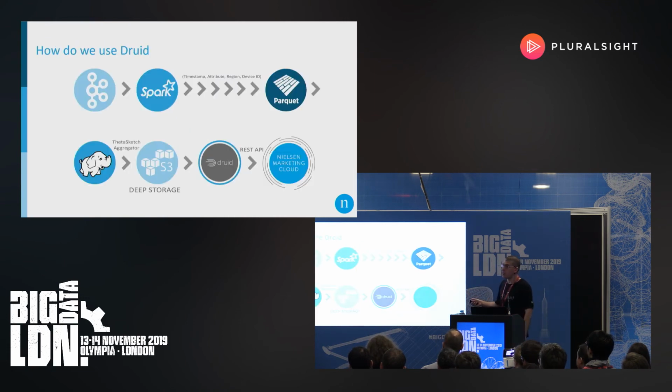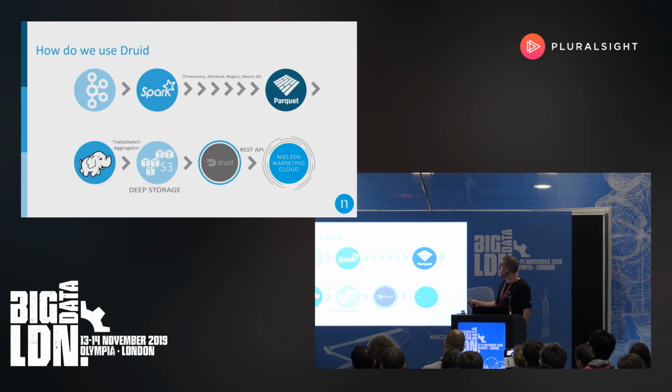If you're talking about how we use Druid in our data flow in production, we have the raw events that reside on our Kafka cluster. From there, we have Spark applications reading the data and transforming all the raw data into tuples that contain the timestamp, an attribute, the region, which is basically the country in our use case, and the device ID, and that transformed data resides in Parquet files on S3.